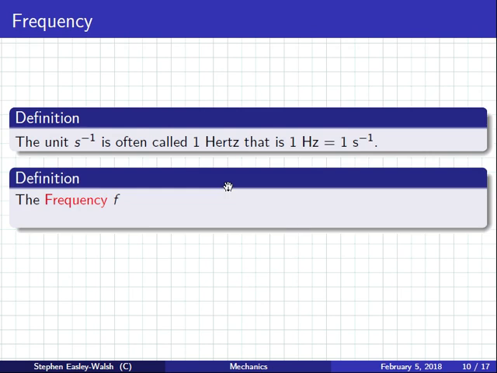Okay, and the reason we have this unit is for frequency. Frequency, do you know it? Lorraine said she did waves with you. Light waves. So what's frequency then? What's frequency? I don't know.